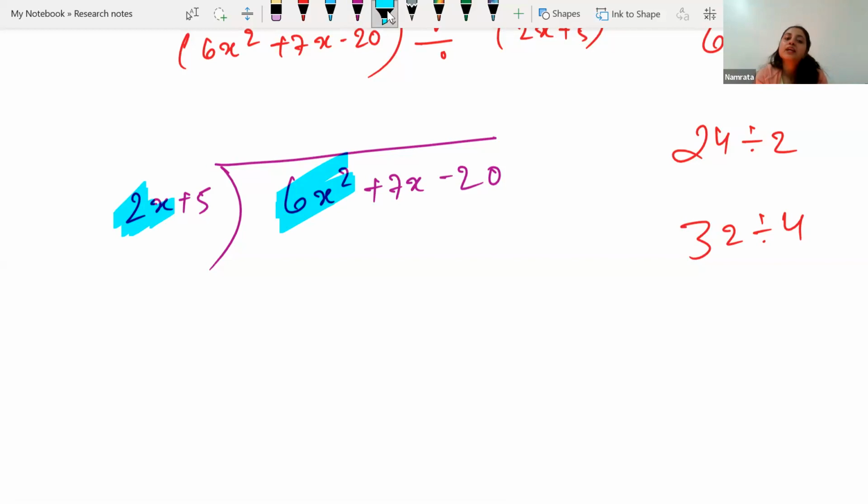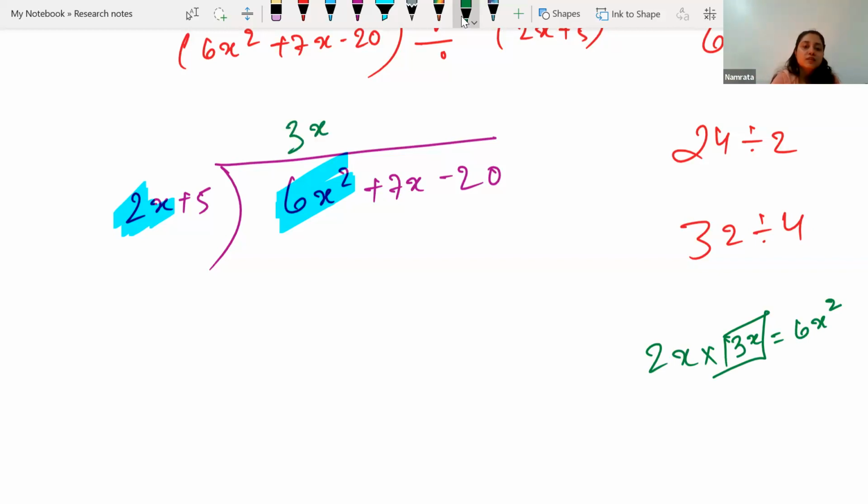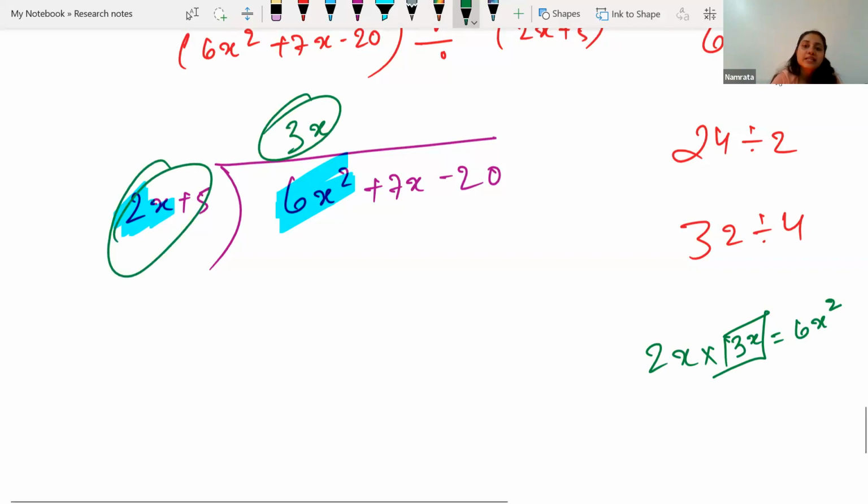Now, what should be multiplied with 2x so that we will get 6x square? You will be able to figure it out. 1x is required so that it will be x square, and 6x square is there, so 3x must be multiplied. So if we multiply 3x with 2x, we will get 6x square. So here we will take 3x. 3x should be multiplied with 2x so that we will get 6x square.